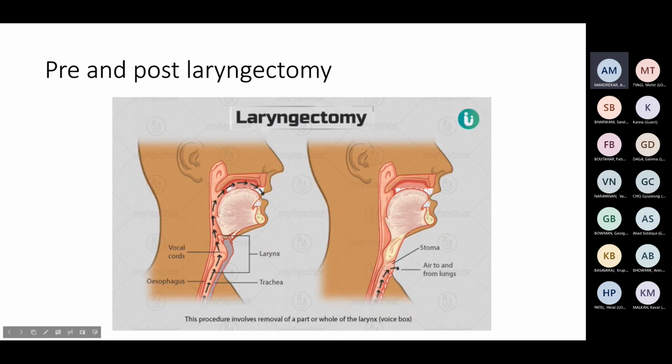This is just to show pre and post laryngectomy, where there's a larynx, and then post laryngectomy, when there is no connection between the trachea and the nose and mouth, and the patient is basically a neck-only breather.